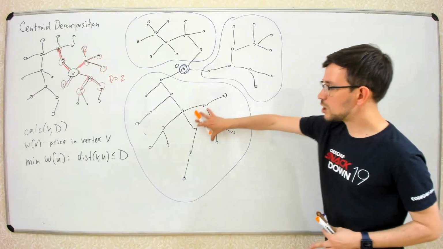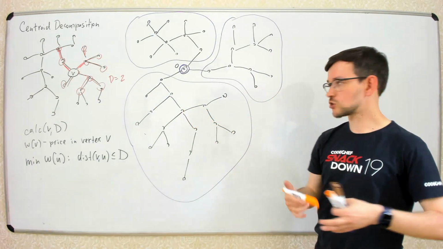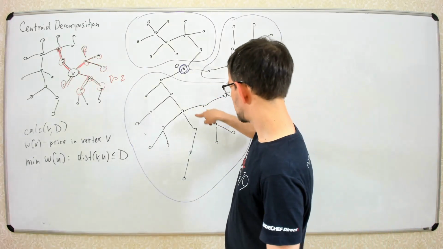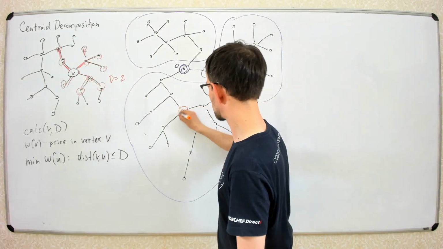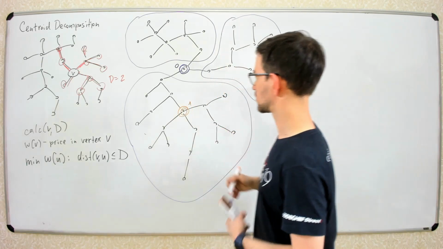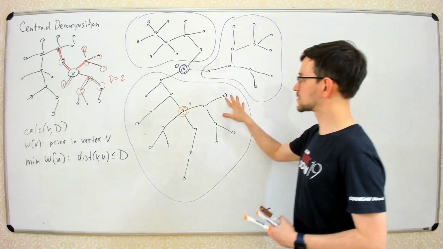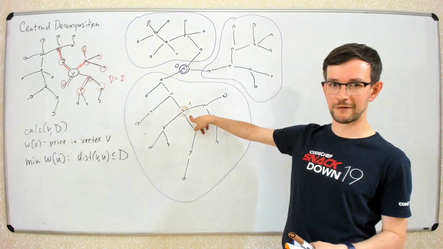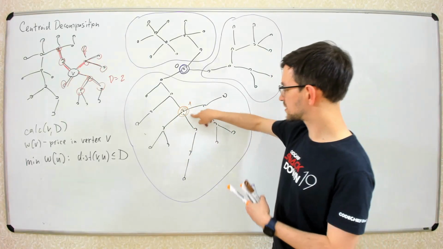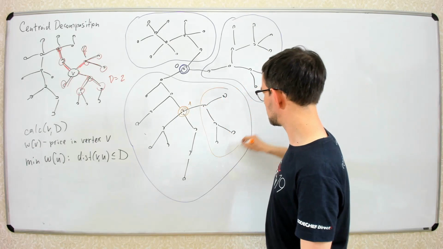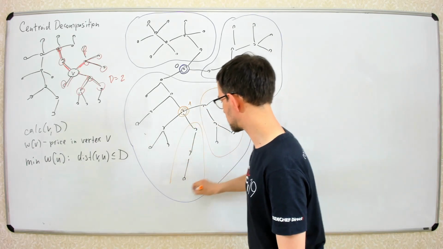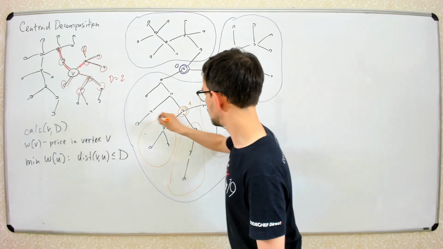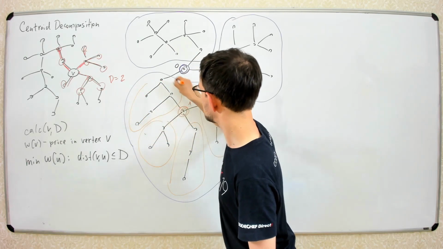So we take each of these parts and find its centroid. In this part, I think this is a centroid. This will be the centroid of level 1. This is a component of level 0, and inside this component there is a centroid of level 1. Now, when you pick this centroid, you will split this component into these parts: this part, this part, this part, and this part.